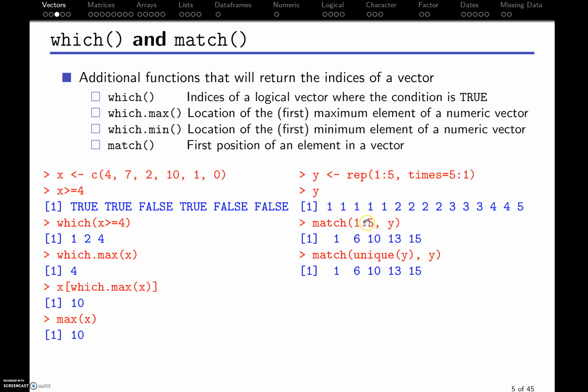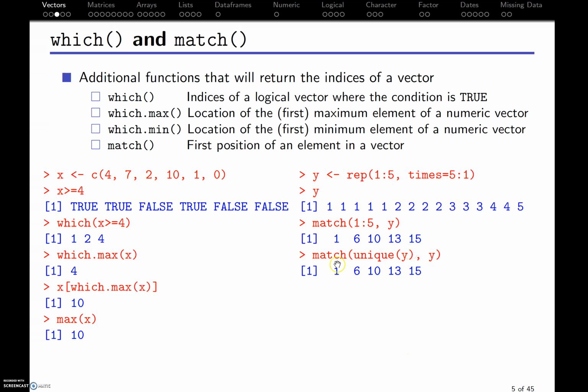Then the position of 3, where's that first position? 10th place, right there. Where's the first position of a 4? 13th place. Where's the first position of a 5? Well, the 15th place. So match will give you those positions of that first element. We could also run the function unique. Go ahead and run unique real quick. What is that going to give you? It's just going to give you the values that are unique within y.